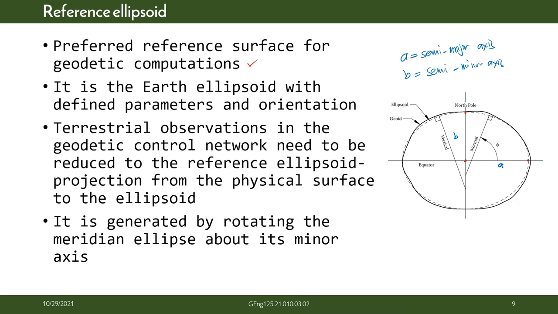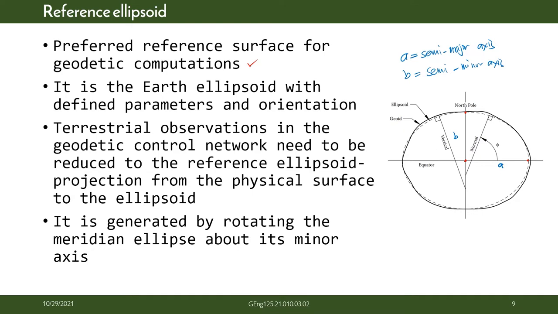Meaning to say, usually we make our observations on the surface. Then there is a tendency that your surface is not coincident with the ellipsoid. That's why some reduction happens. It's very important when we conduct precise observation. Usually we consider the height, the elevation at that point, together with the geoid model, so that we can precisely determine the height or elevation at that point. So the reference ellipsoid is generated by rotating the meridian ellipse about its minor axis.